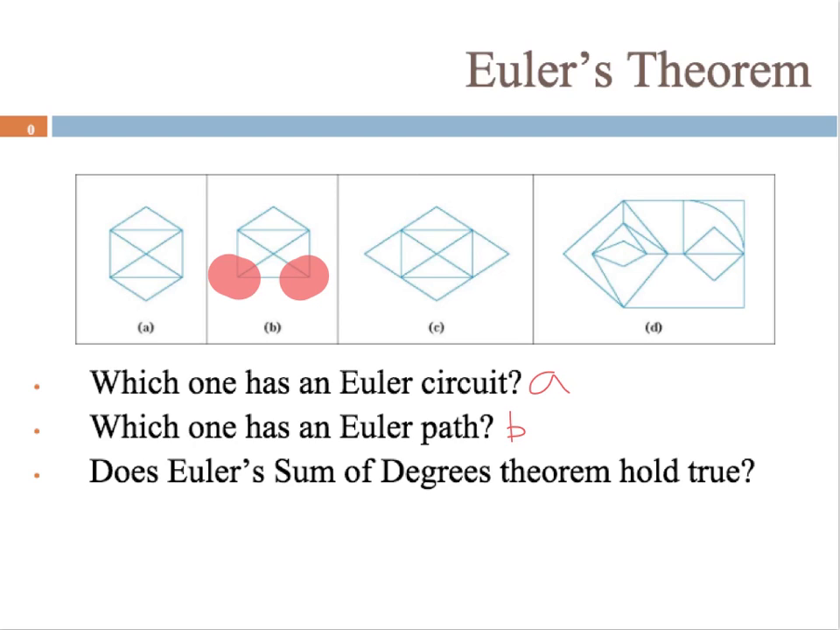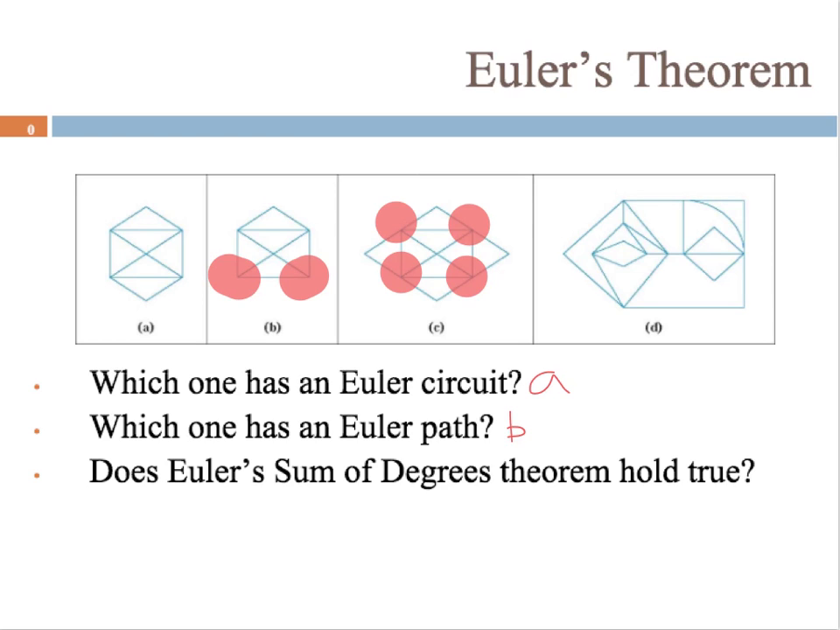Next in graph C, does it have an Euler circuit or a path? This one's going to be neither, because if we look at its odd vertices, we have degree 5 here, another one with degree 5 here, degree 5 here. That's just too many odd vertices. That's not going to work for C.